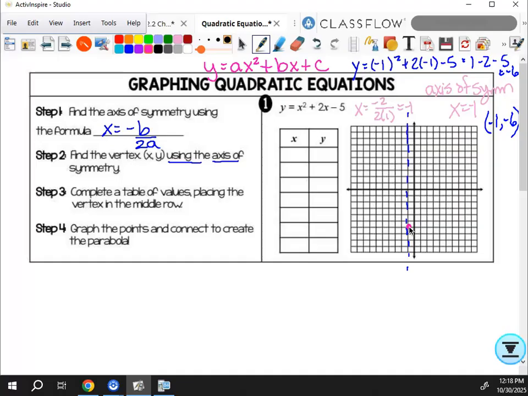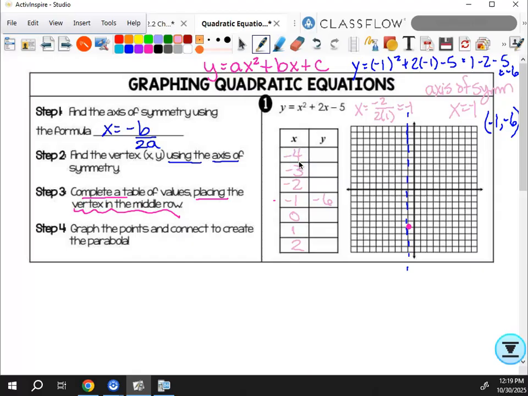Now, to find the points that we need using a t-table, I mean, if I just made up, I can plug in any x value I want, but that doesn't mean it'd get me any part of the parabola that would actually help me graph it. So instead, what we do is we complete the table values, placing the vertex in the middle row. So there's 7 rows, so here's the middle row. And that's where we're going to write the vertex. That is negative 1, negative 6. Then I count forwards and backwards. So if I'm at negative 1, then I can go to 0, 1, 2. All right, negative 1, negative 2, negative 3, negative 4.